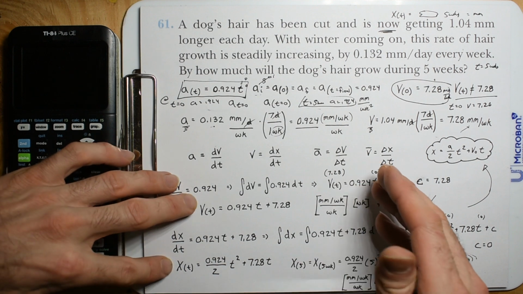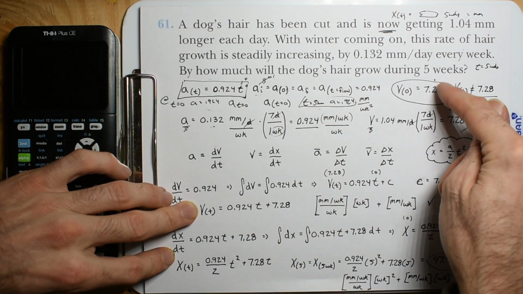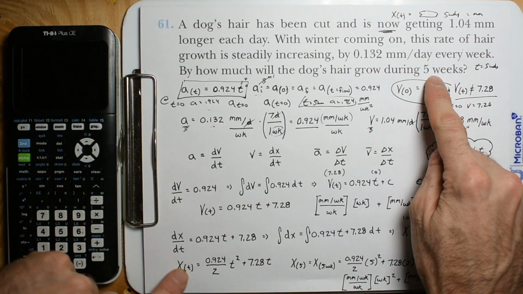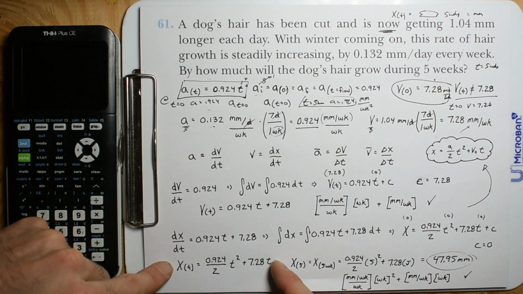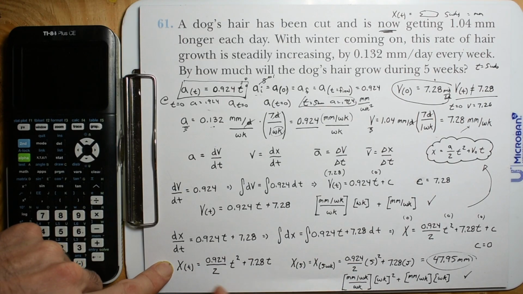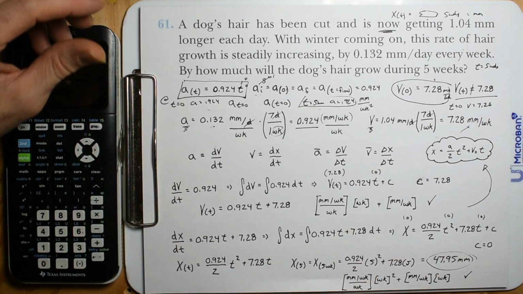I really didn't mean to say that, but also just know that for sure they're going to ask you to find the length of the dog's hair at 5 weeks. But just know you have a full equation here. You can experiment with putting in any value of time and getting the position, or length, of the dog's hair. Cool.